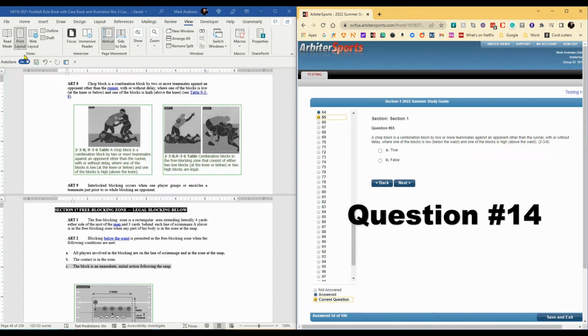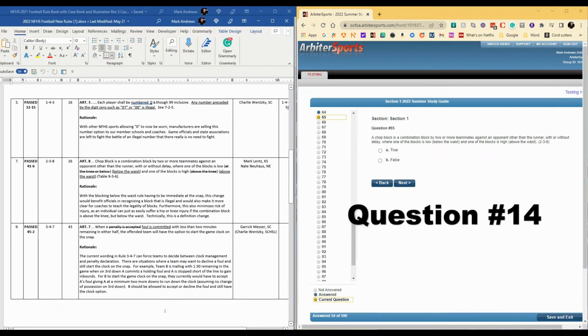Question 65. Guess what? I just answered this question in the previous question. A chop block is a combination block by two or more teammates against an opponent other than the runner, with or without delay, where one of the blocks is low, below the waist, and one of the blocks is high, above the waist. Yes, indeedy. We already talked about it. It's true.